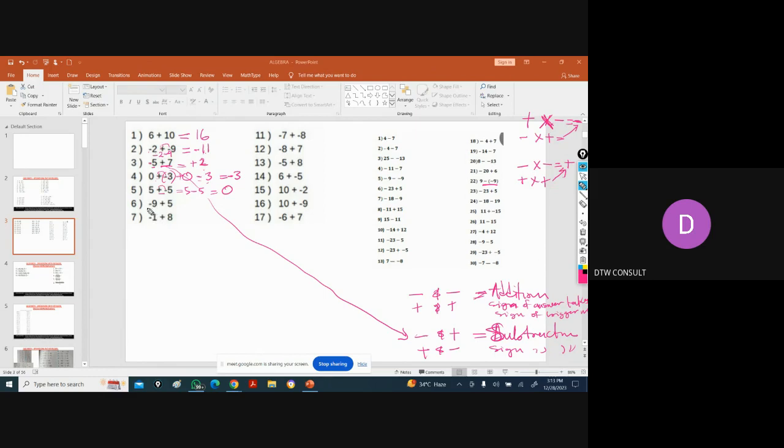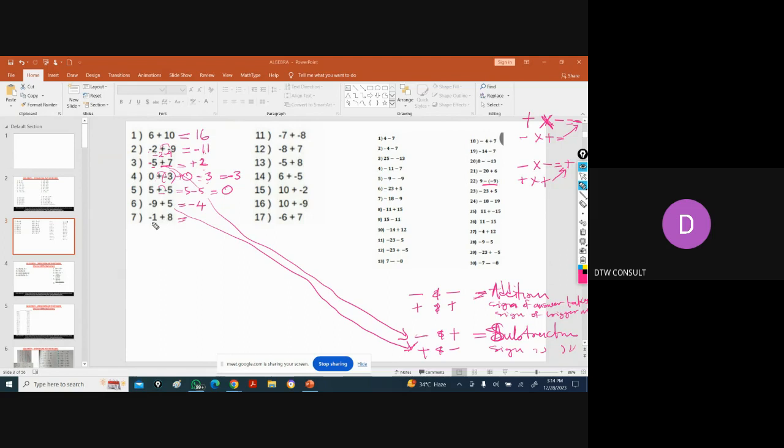Now look at this. -9 plus 5. What do we do? Which rule do we apply? This one. Right? So we subtract. When we subtract, what do we have? We have a 4. Good. So the sign will take the sign of the bigger number, which is what? Negative. So we have -4.